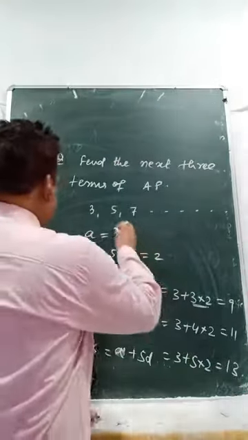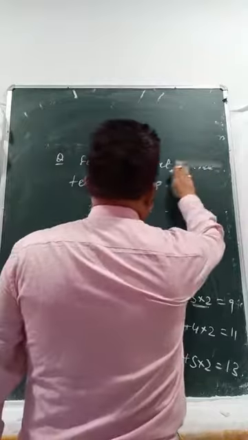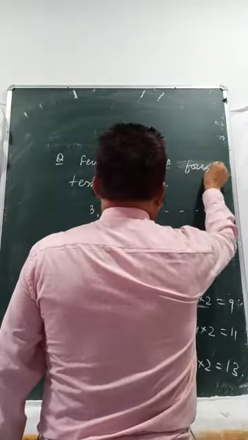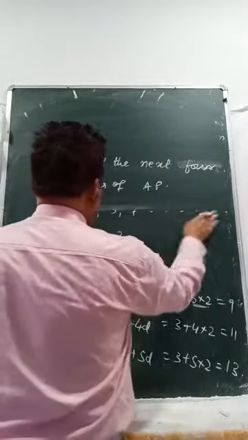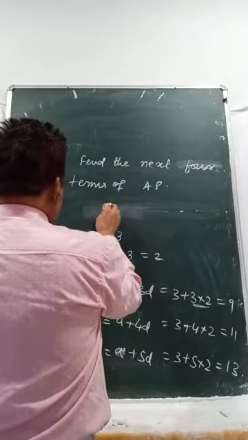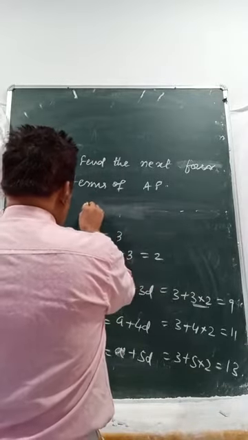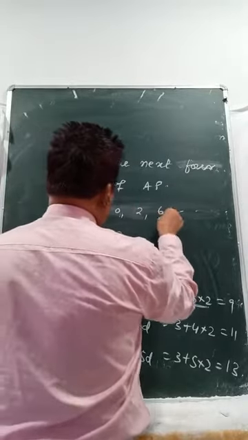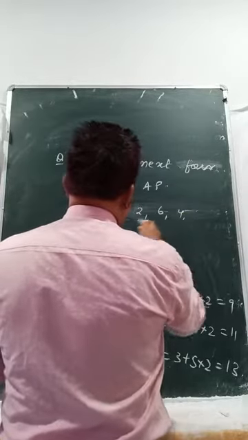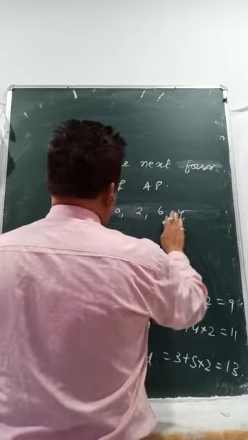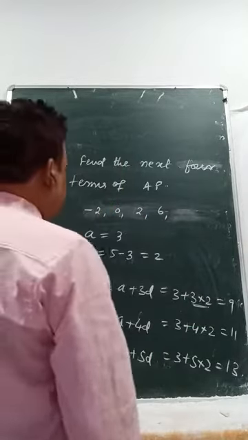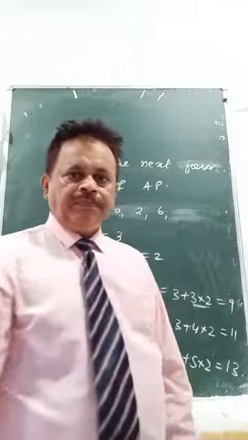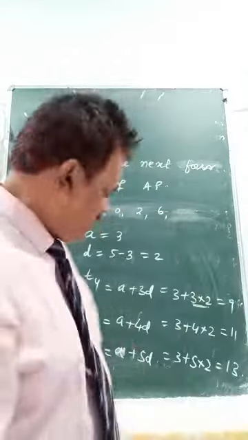Now I can write a question. Find the next 4 terms of AP. What is given to you? Let me write: minus 2, 0, 2, 4... Next 4 terms you will find out in this question. Got the point?